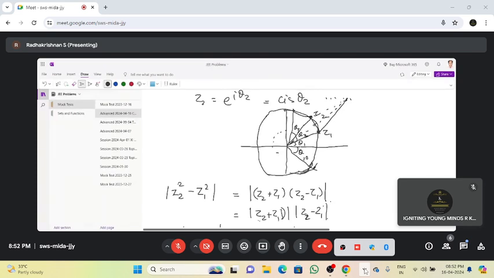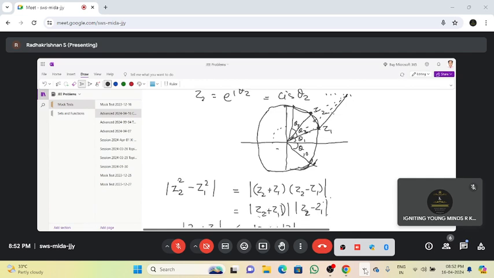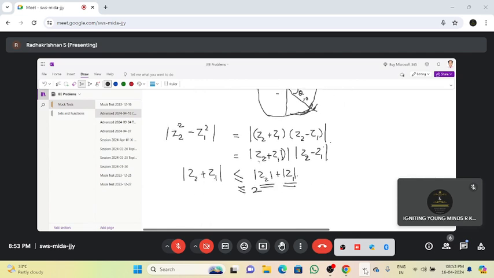So this is what we call the triangle law also. So this plus this will be greater than the diagonal. The modulus of the sum will be less than or equal to the sum of the individual moduli. So that means this is 2. Clear? So this is less than or equal to 2. Therefore, modulus of Z2 square minus Z1 square will be less than or equal to 2 times modulus of Z2 minus Z1.